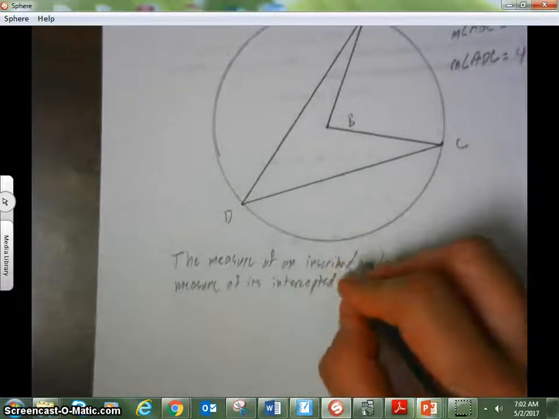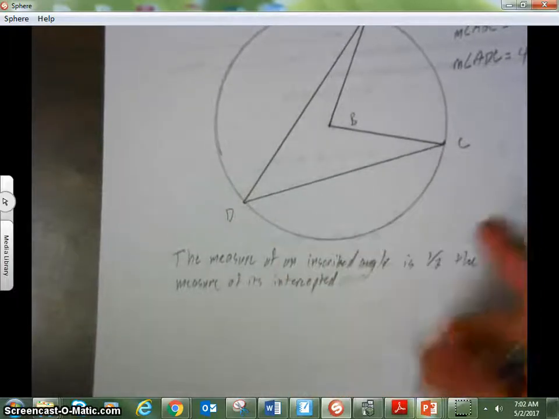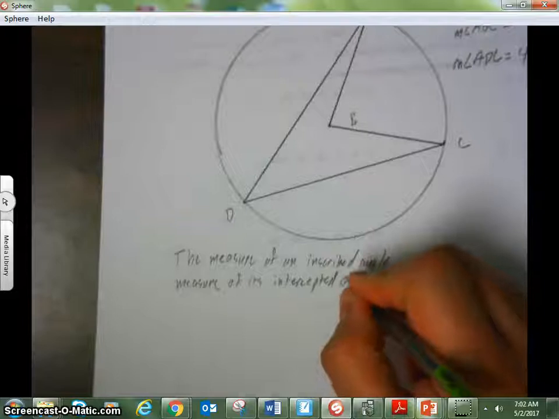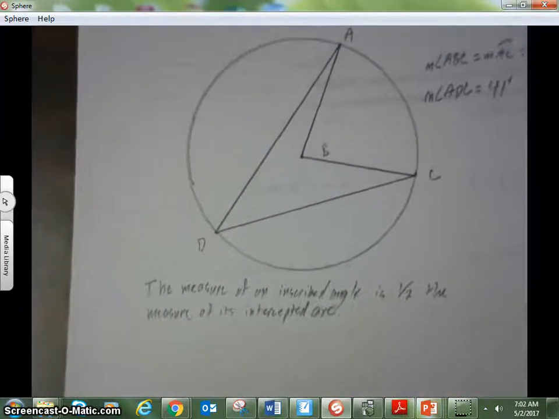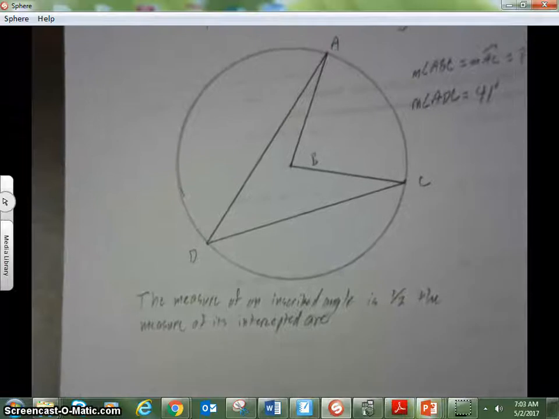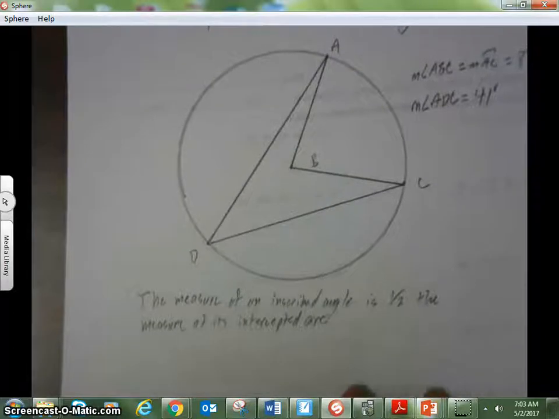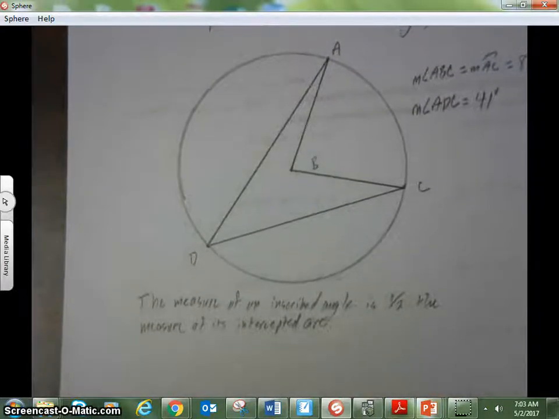Oops, I can't spell arc, not ACR. So the converse of that would be to say that the measure of an intercepted arc would be twice the measurement of an inscribed angle. That's one of the properties of angles inside of a circle. The measurement of an inscribed angle is going to be half the measurement of its intercepted arc, or the measurement of an intercepted arc is going to be twice the measurement of its inscribed angle. But that's it for this demonstration.